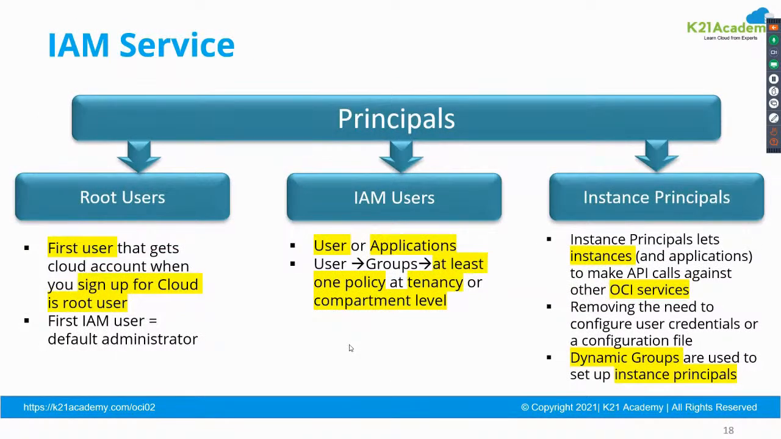Now the IAM service basically has principals, and it has 3 types. Principals are like how the access is granted. We have the root user, the IAM user, and the instance principal. The root user is basically the first user which is created when you register your cloud account.